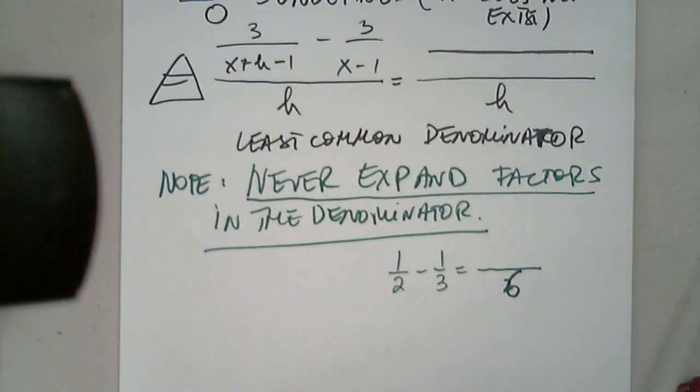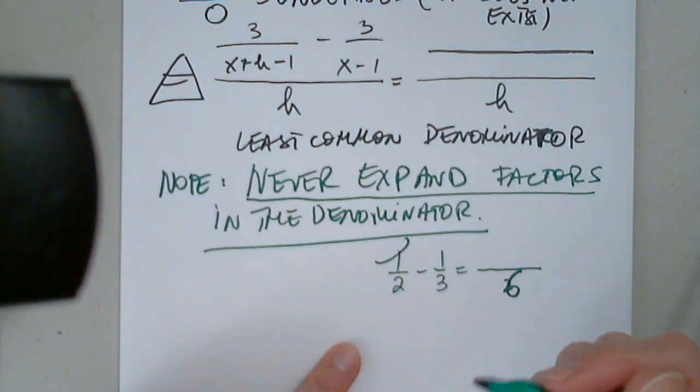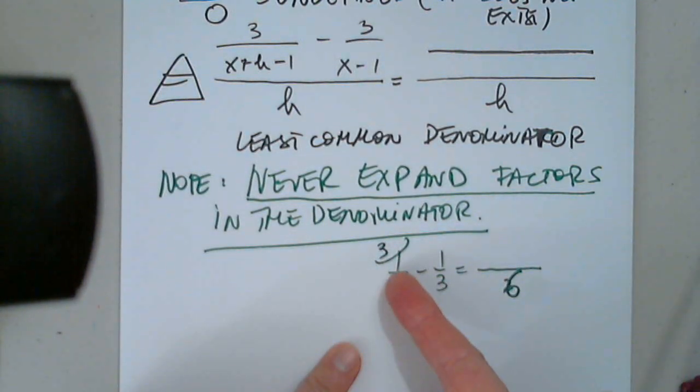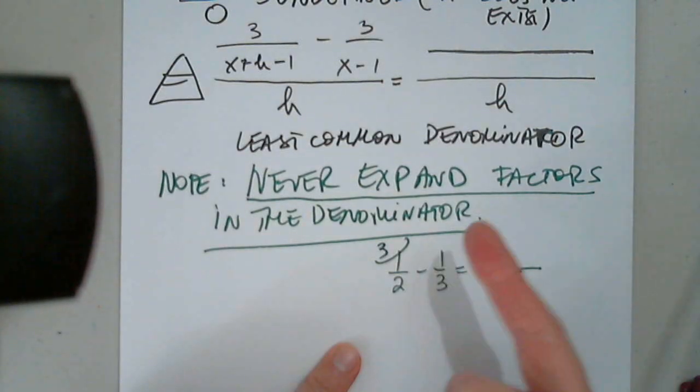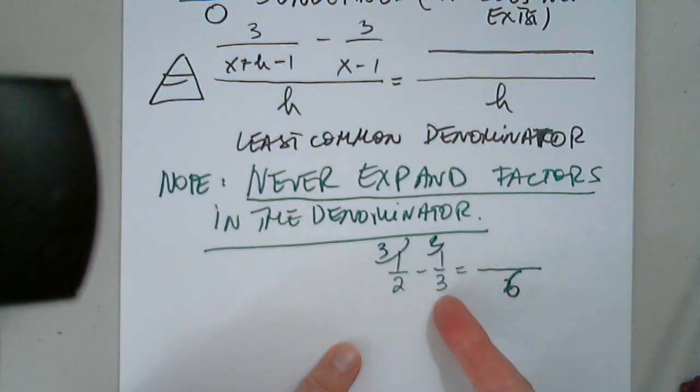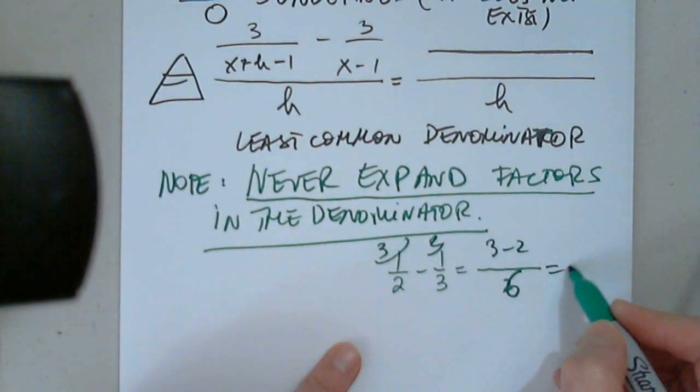So if the least common denominator is 6, then as Yulia said, you need to multiply the top of this by 3 because 2 times 3 is 6, and the top of this by 2 because 2 times 3 is 6. So then you have 3 minus 2, and the answer is 1/6.